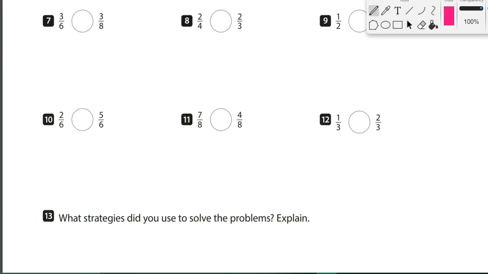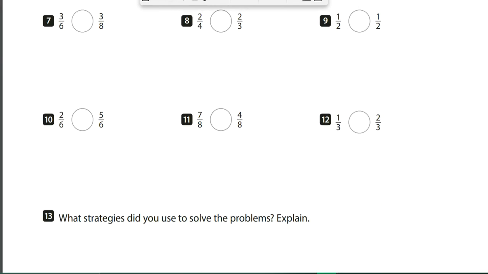All right, I am slightly blocking. So let me move my little thing out of the way.